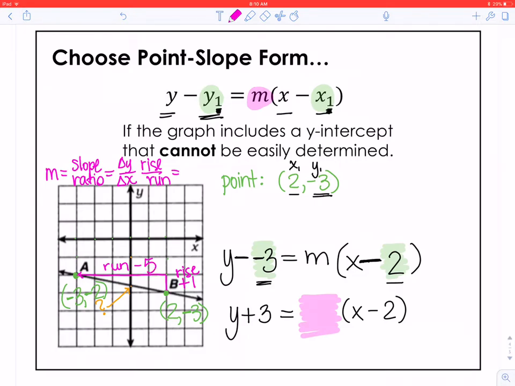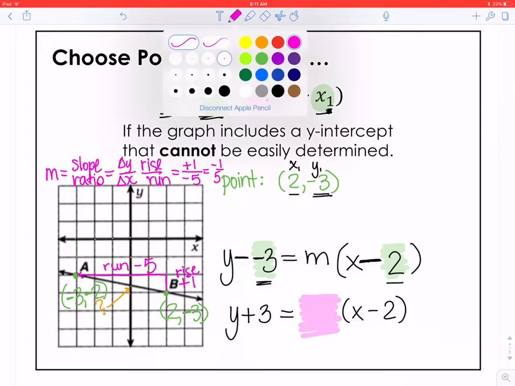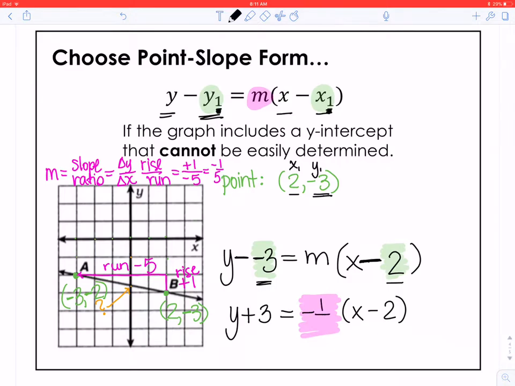Okay, so my rise was a +1, and my run, since I went to the left, was a -5. And a positive divided by a negative is negative, and 1/5 cannot be simplified. So my slope is a negative 1/5. And that's the equation of your line. You've cleaned up everything that you can because you have your subtracting a negative that you turn to a positive.